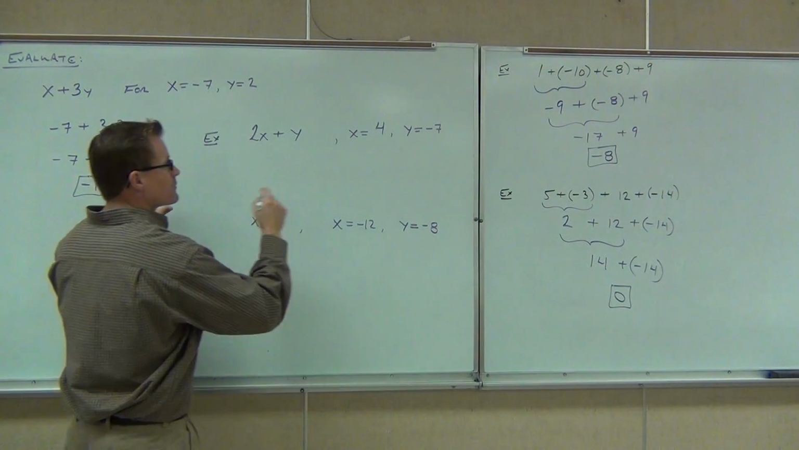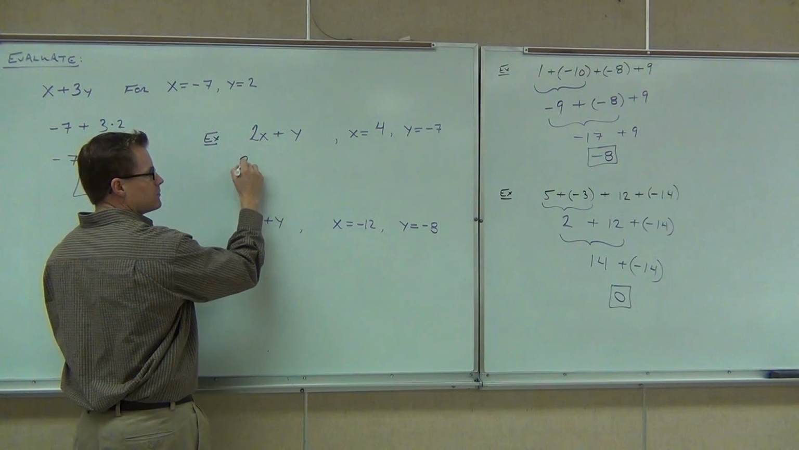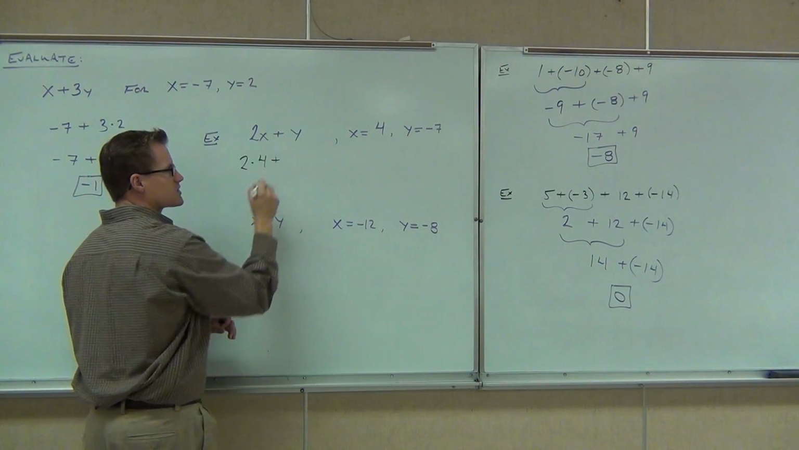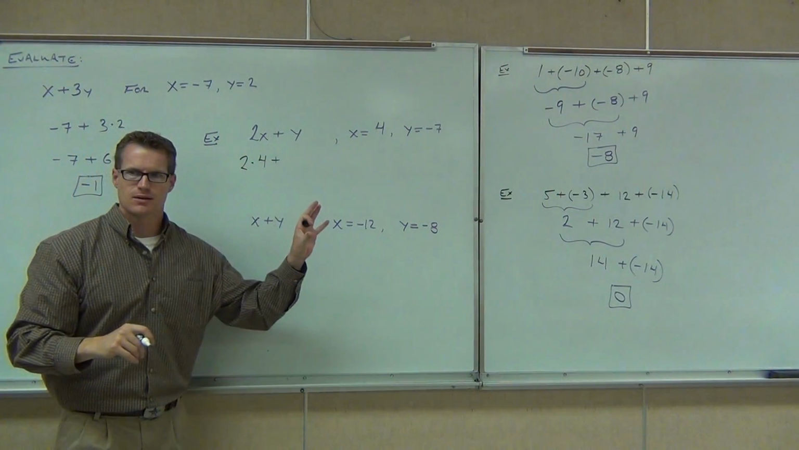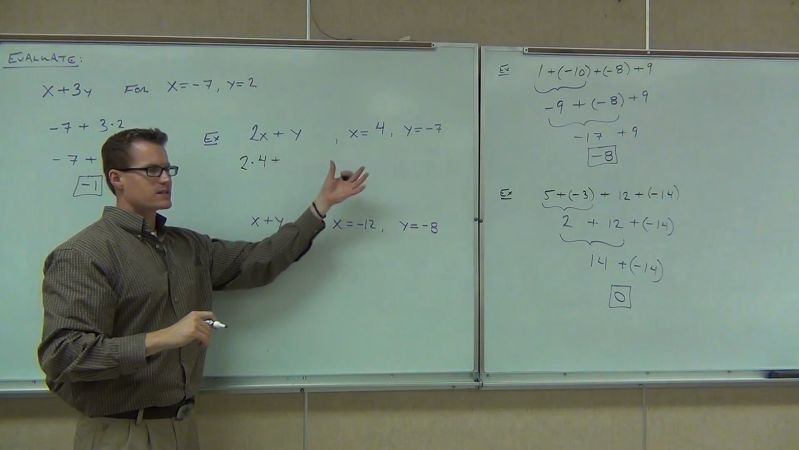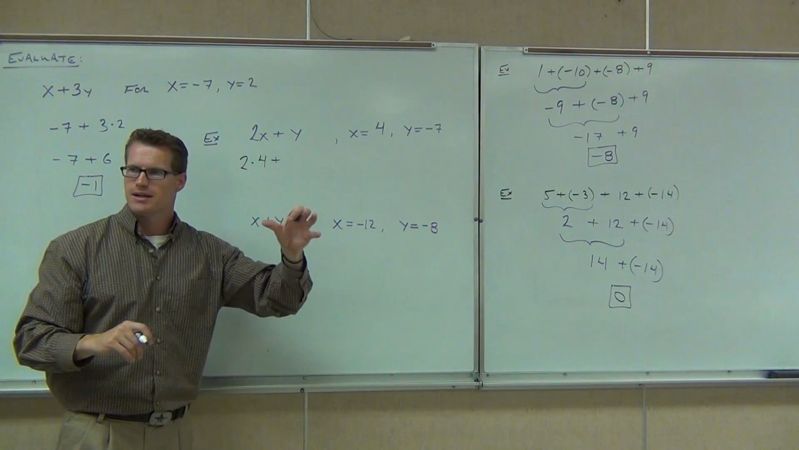So here we're going to plug this in first. The 2 stays the same. This does mean multiplied by 4. Of course, we have the plus. You see, we're going to write everything identically except for the variable part. Now, the variable says y, and y says -7, so I have to have that negative there.